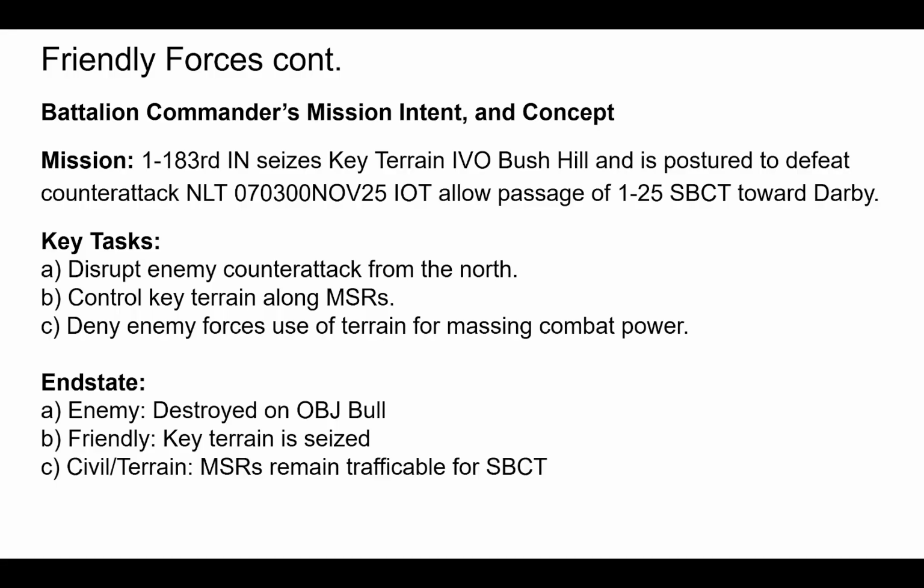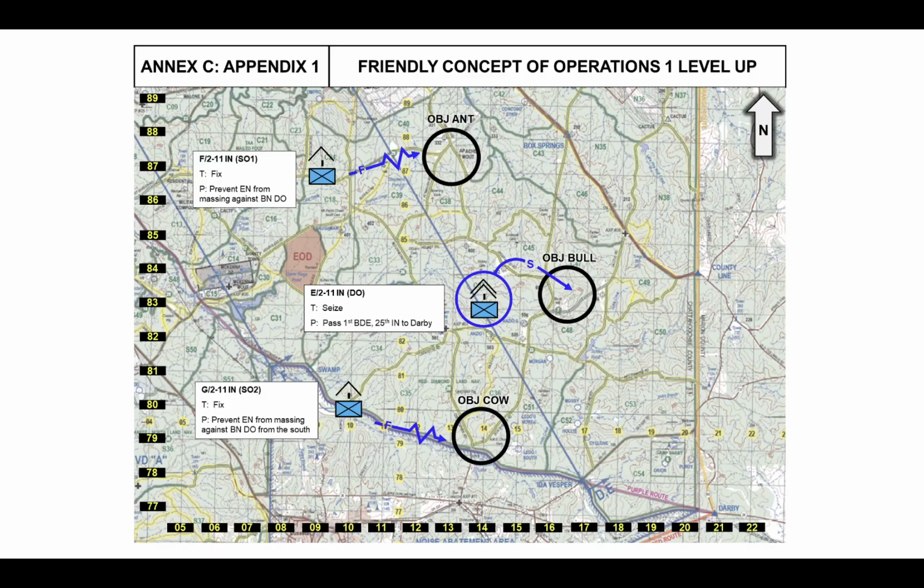So it's the same in order to, but the actual task gets a bit more precise the lower you go down, more specific. The key tasks are going to be super similar to the previous one, to the brigade. We're going to disrupt the enemy counterattack still. We're going to control key terrain, and we're going to deny enemy forces the use of that key terrain. The end state is going to be, the enemy is going to be destroyed on the objective. The key terrain is going to be seized, and then the MSRs remain trafficable for the Stryker Brigade combat team that's going to come through after us. And then this is their annex. It's the same thing, what each unit is going to do and where.